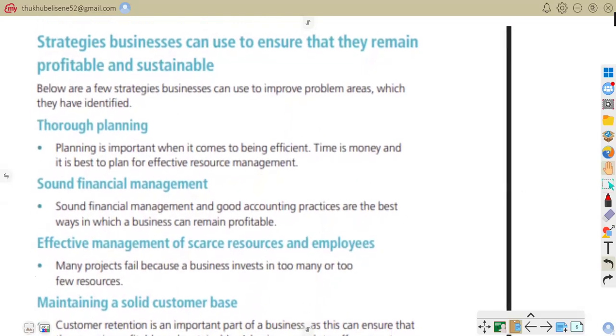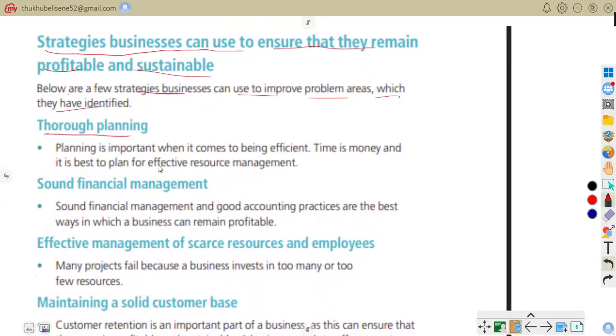So now we are on strategies businesses can use to ensure that they remain profitable and sustainable. As it says, below are a few strategies businesses can use to improve problem areas which they have identified through planning.